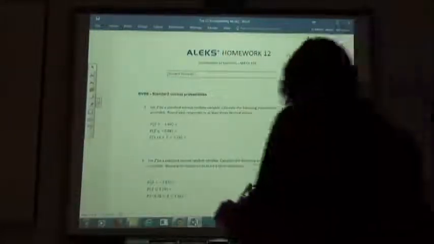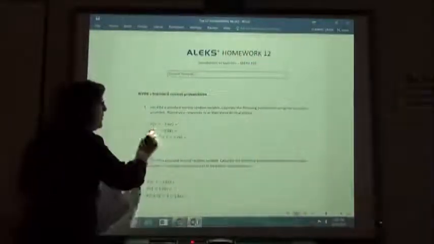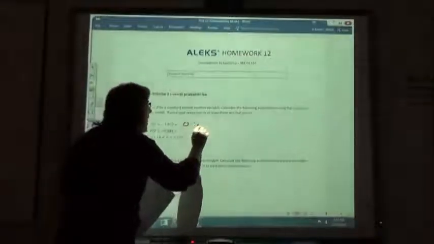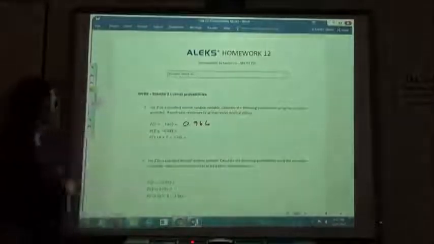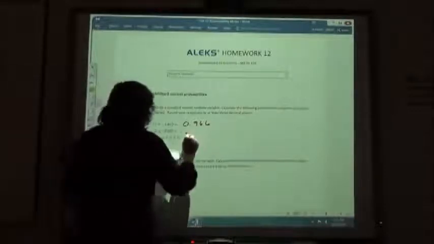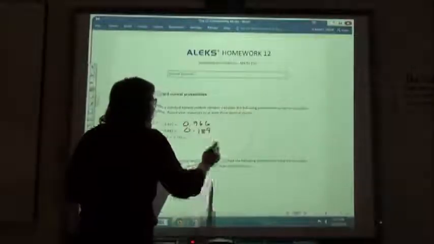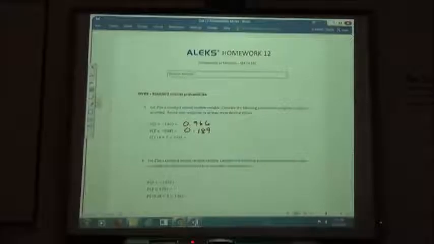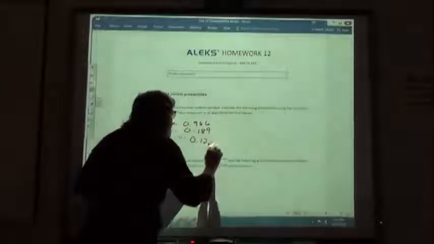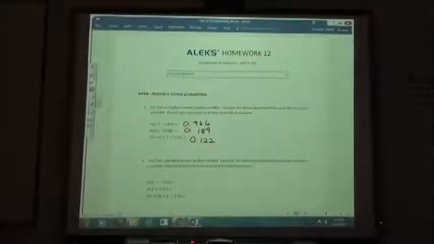And so just to make sure you got the right answers here, the first one, when we did the greater than 1, we got 0.966, which really means 96.6% was the area under my curve. The second one, we got 0.189, 18.9% was the area under my curve. And then on the last one, we got 0.122. Those were the 3 answers we got on that one.